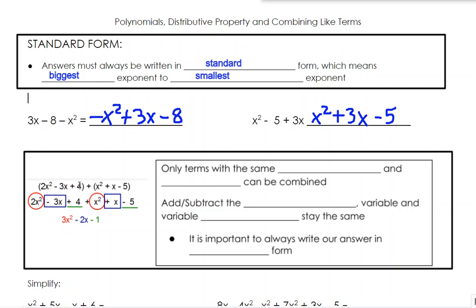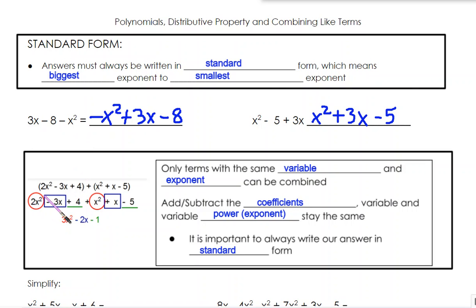So when we're adding or subtracting polynomials, all we're really doing is combining like terms. Remember, if you think back to when we learned combining like terms, we can only combine things that have the same variable and are raised to the same power. And we add and subtract the coefficients. The variable and the variable power, our exponent, stay the same. So when we add or subtract polynomials, it's just like combining like terms. And remember, it's always important to write our answer in standard form.